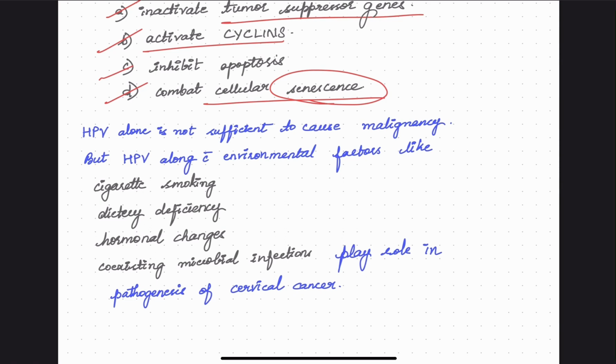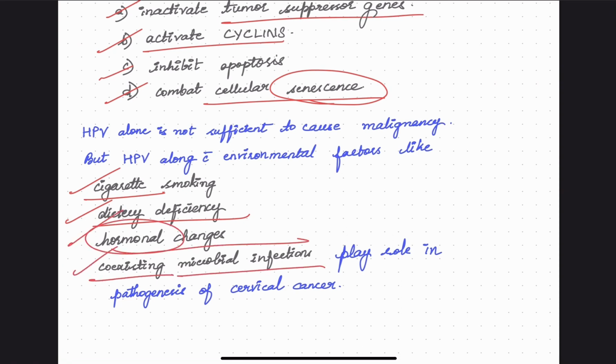The HPV viral infection as such is not carcinogenic. With a one-time infection with HPV, the woman does not develop cancer. There are repeated insults to it. The HPV infection, along with certain other insults in concert with other environmental factors like cigarette smoking, dietary deficiencies, hormonal changes, and coexisting microbial infections, all together play a role in the pathogenesis of cervical cancer.